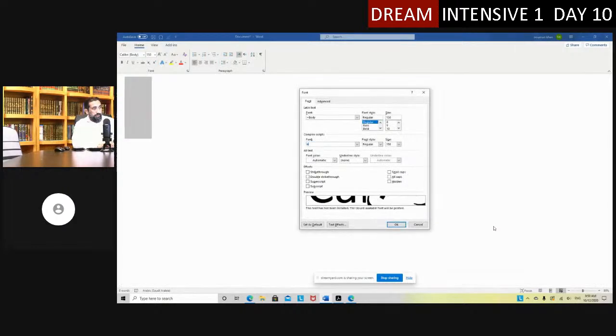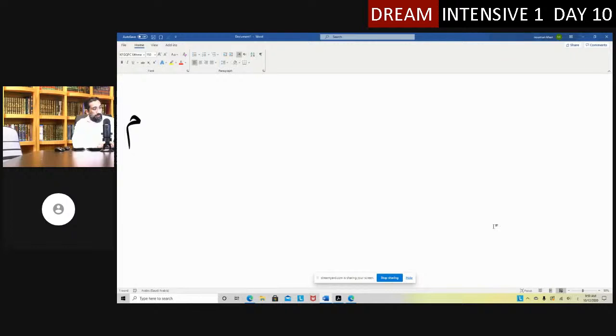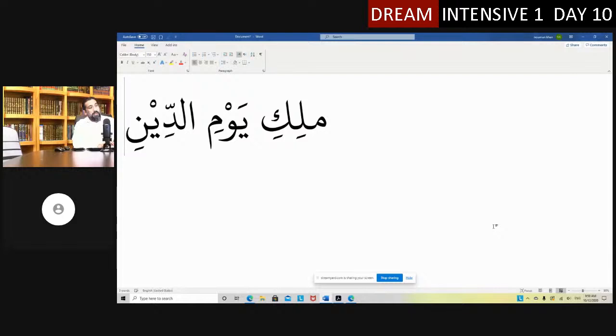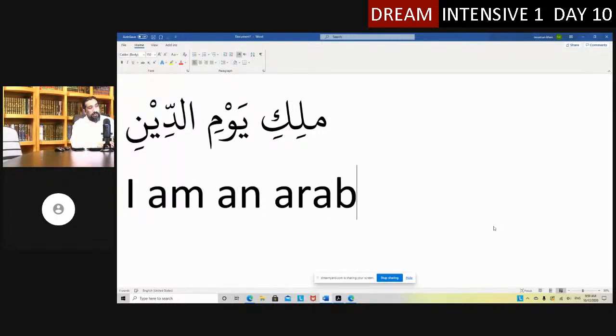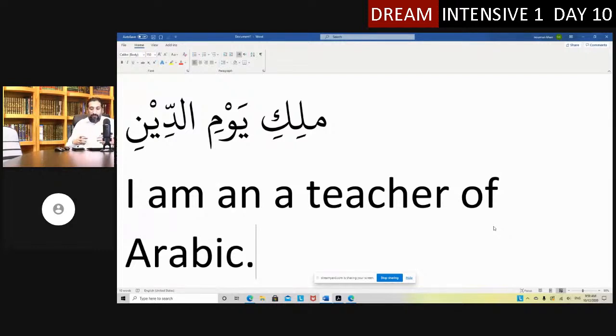Let me change the font so that I'm more comfortable with writing. So Maliki Yawmi ad-Din, right? The concept I taught you is that a mudaf and a mudaf ilayh are to be looked at together. So let's think about this not in Arabic for a moment. Let's think about this in English. If I say I am an Arabic teacher, which I'll say another way, a teacher of Arabic, right? It's as if the phrase teacher of Arabic is describing me, right? So I'm not just describing myself as a teacher. That's not enough, but I'm saying teacher of Arabic. I qualified it and I limited it to my teaching of the Arabic language.